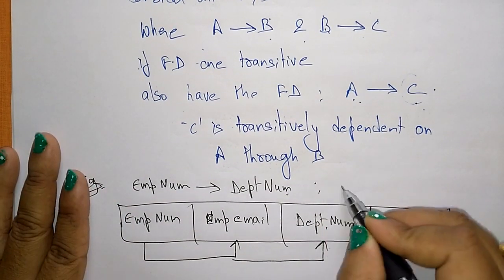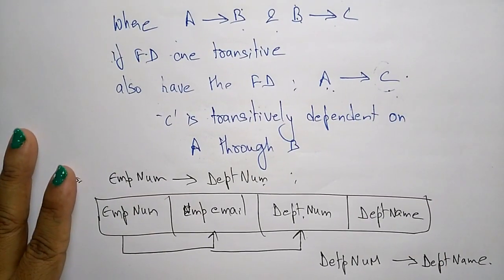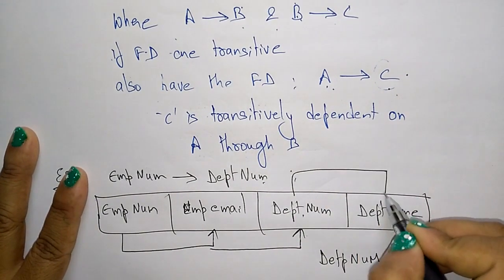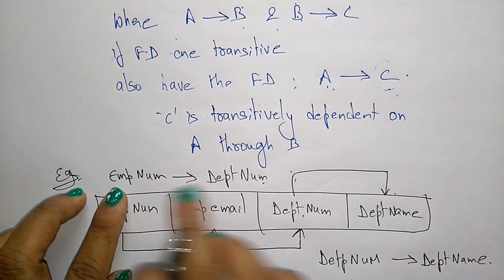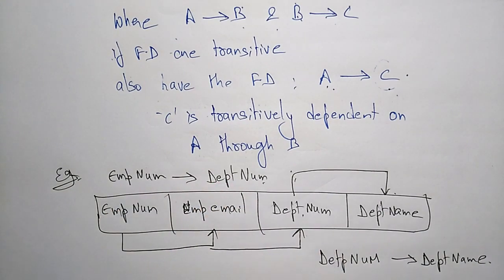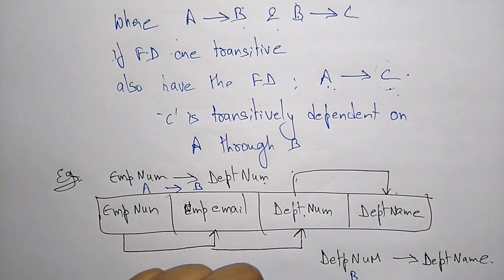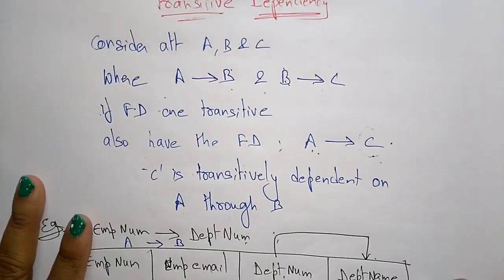In the same way, a department number determines department name, which means the department name functionally depends on department number. So there is a relation, a dependency. So here A determines B and B determines C. Now I have to write A determines C. How can I write this?